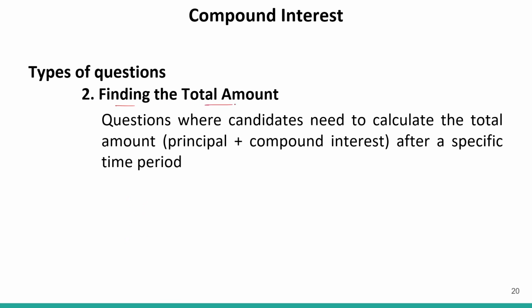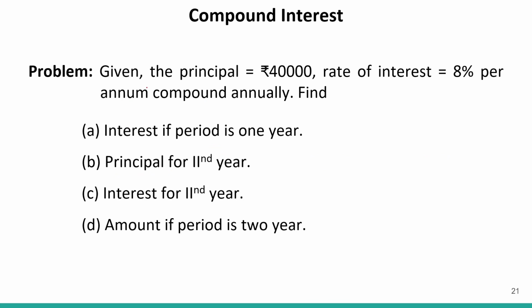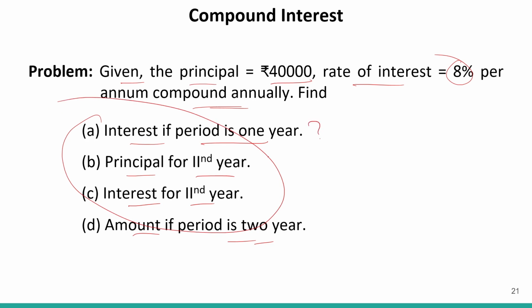Now finding the total amount. These are questions where candidates need to calculate the total amount, that is principal plus compound interest, after a specific time period. Given the principal is 40,000, the rate of interest is 8% per annum compounded annually. Find the interest if the period is 1 year, the principal for the second year, the interest for the second year, and the amount if the period is 2 years. So we want to calculate all of these.